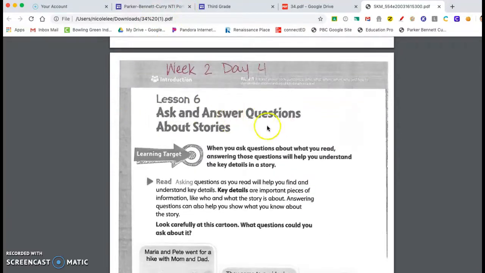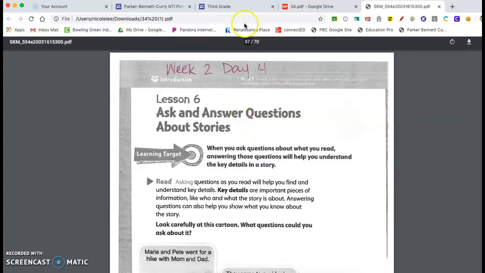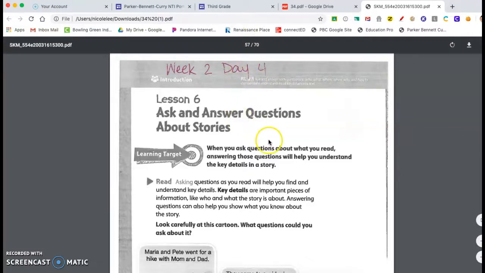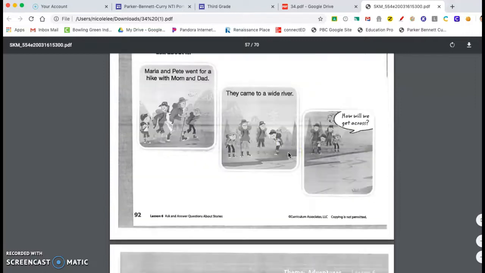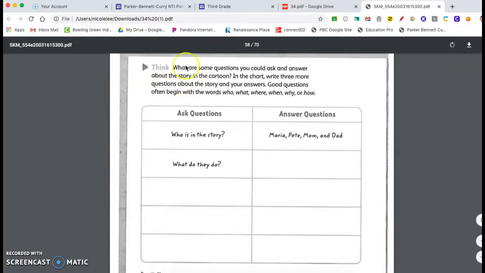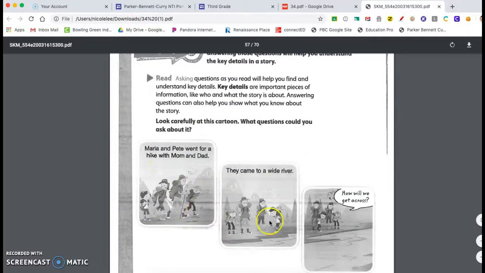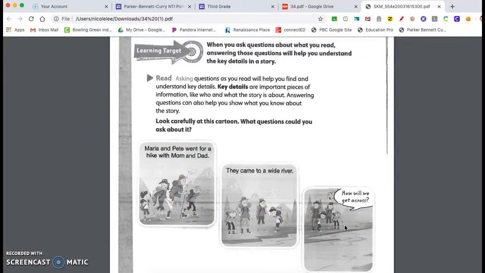Today you're going to be asking and answering questions about a story, and this is going to be informational text. So you already did this in your first packet, asking and answering questions, but you did it about literature. Oh no, never mind. This is literature. Sorry. We're still working on literature. I, for some reason, thought this was informational. So it asks you to look at these 3 pictures to find key details that are important pieces of information, like who and what the story is about. Answering these questions will help show you what you know about the story.